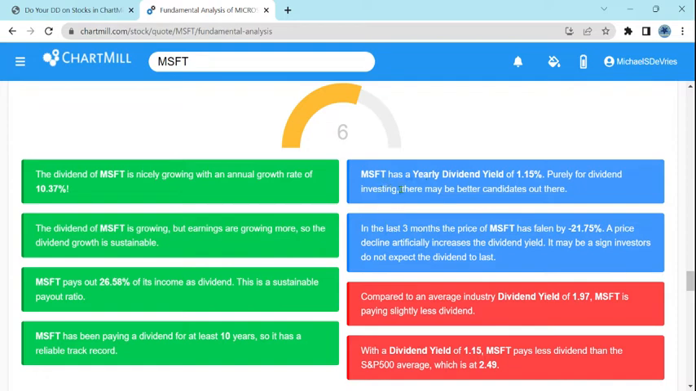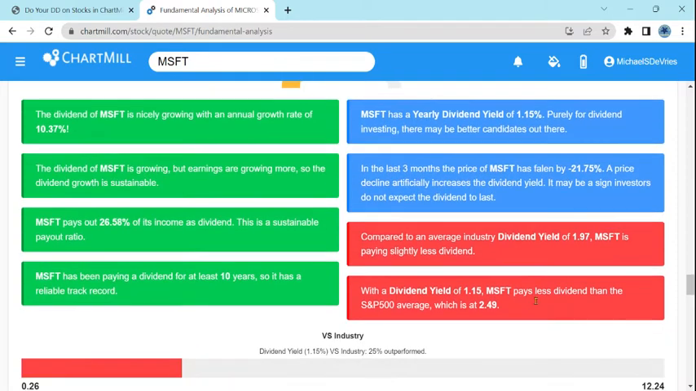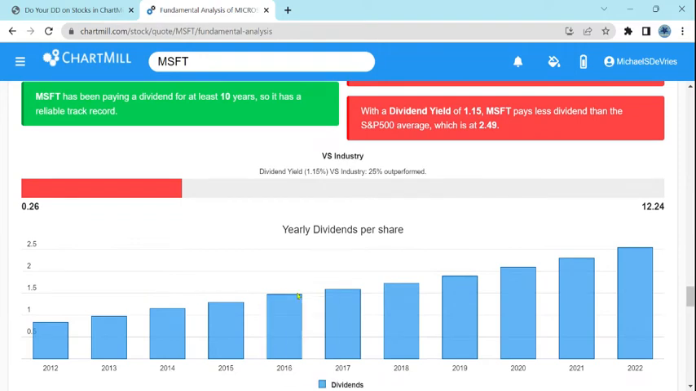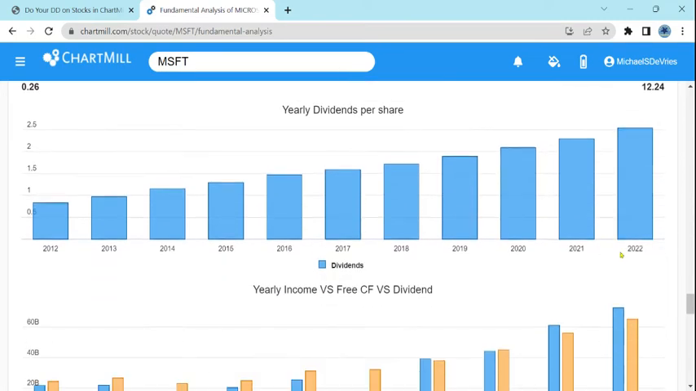Looks like its yearly yield is in line. And the couple negatives are compared to the industry. Its dividend's kind of low. And again, it's low relative to the S&P 500. So again, it gives you a graph comparing it to other companies in the industry in terms of dividend. And then we can see the dividend growth over time. So we can see a nice steady increase year over year.